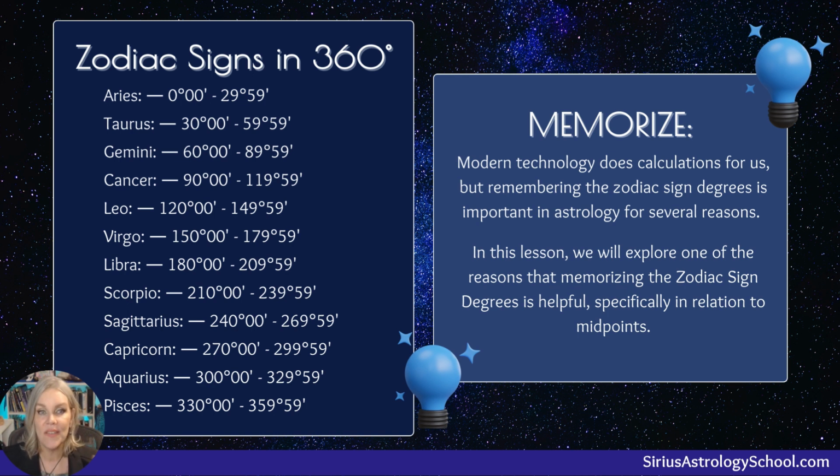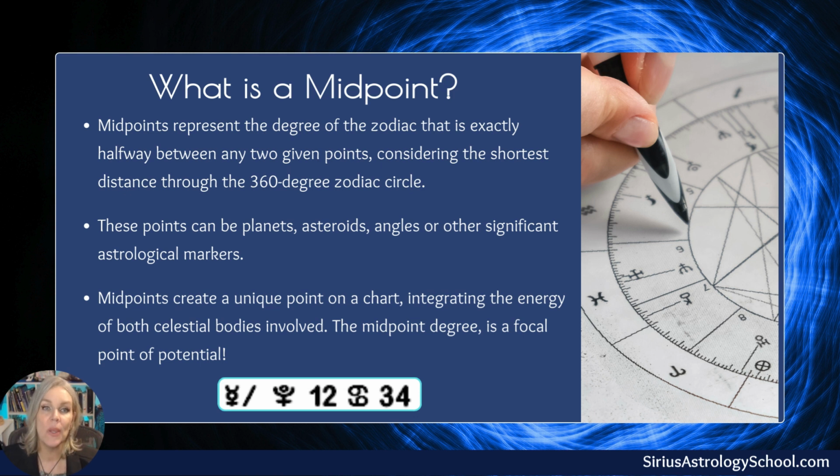Midpoints are independent of aspects. So we need to look at the zodiac from a different perspective. So what is a midpoint? Midpoints represent the degree of the zodiac that's exactly halfway between any two given planets. Considering this is the shortest distance through the 360-degree circle, I'll explain that more in the next slide. These points can be planets, they can be asteroids, they can be angles, they can be fixed stars, they can be something like Black Moon Lilith, they can be any particular thing that you want to study. So between that and another one, that spot in the middle is going to be the midpoint.